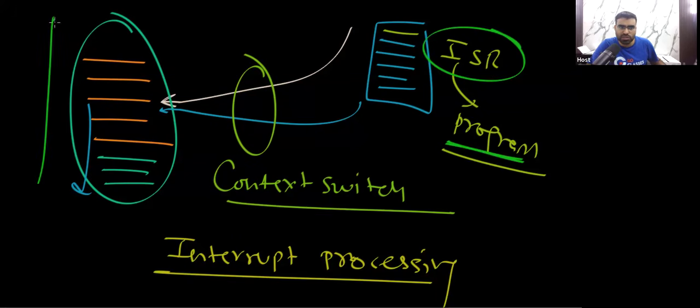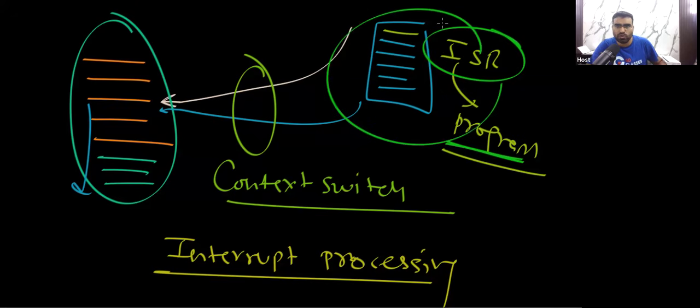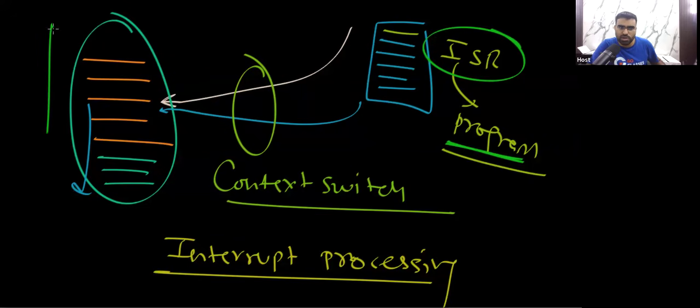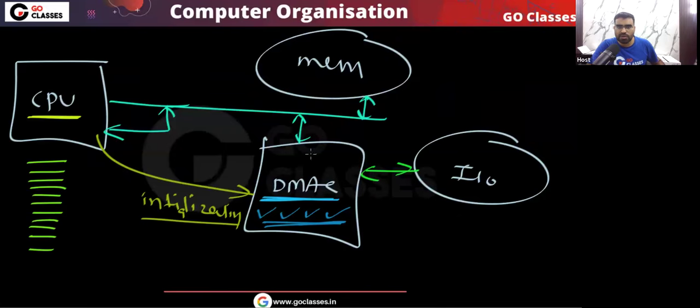You already know that the ISR itself is a program. So the CPU is executing some program, and now the CPU wants to execute this ISR. Then definitely you need to save the information about the current program so that you can execute the ISR. But remember, to initialize the DMA controller, the CPU is not executing a new program.